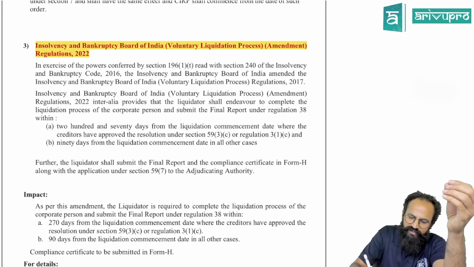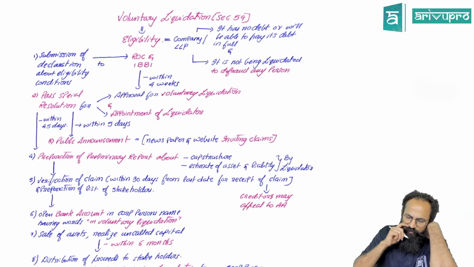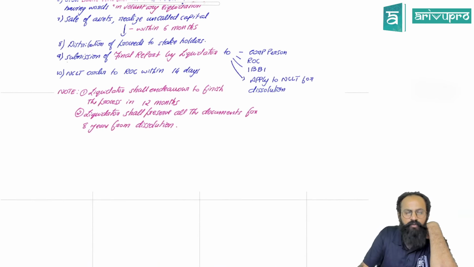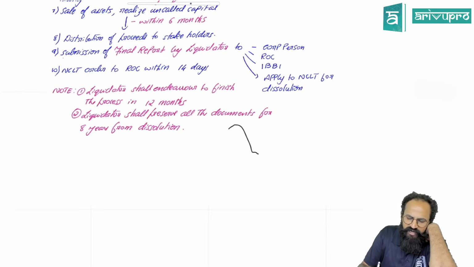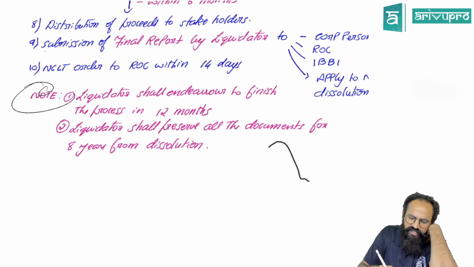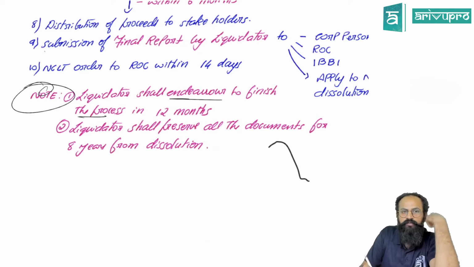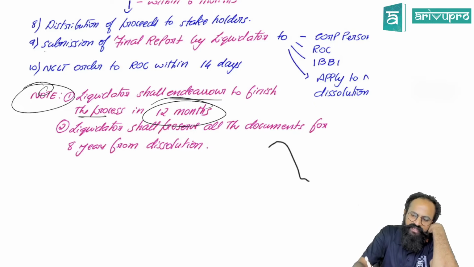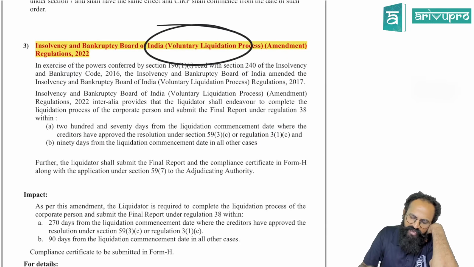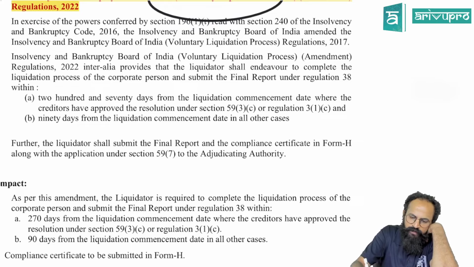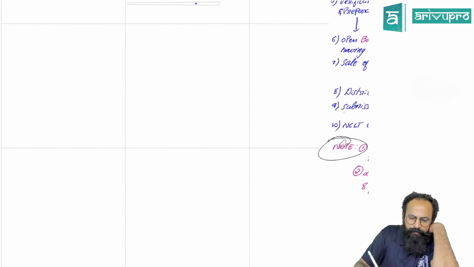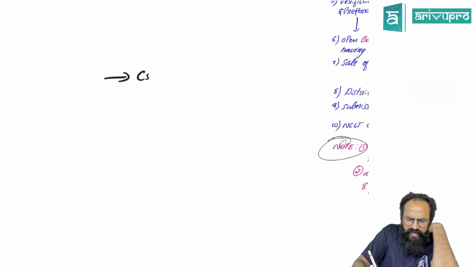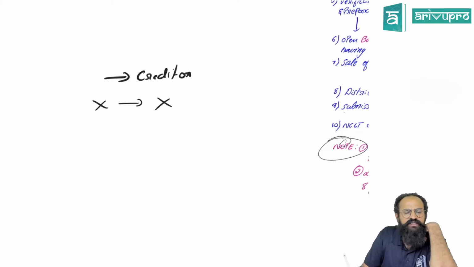This was in voluntary liquidation. In voluntary liquidation, we had done something like this. The chart was like this. In the last, we had written one thing. Note, the liquidator shall endeavor to finish the process, meaning he shall try to finish the process in 12 months. Now they have said not 12 months. We have revised the timeline. What is the timeline? If your company has creditors, then you have to take creditors' approval as well. If the company does not have creditors, then we will not take creditors' approval.